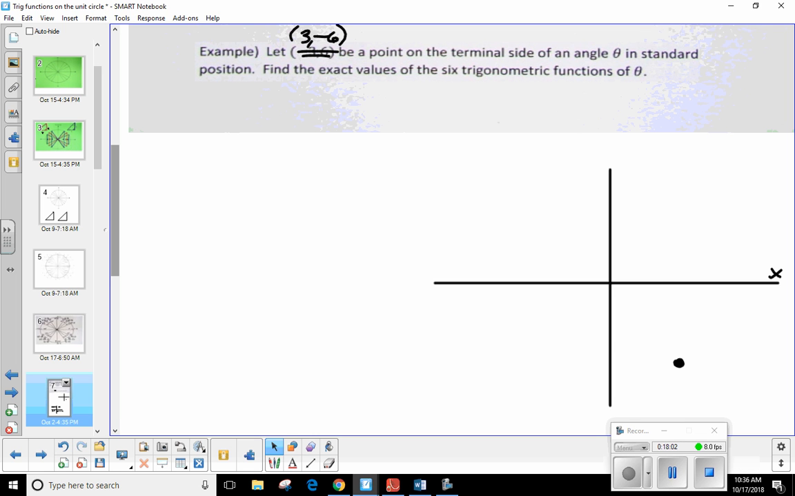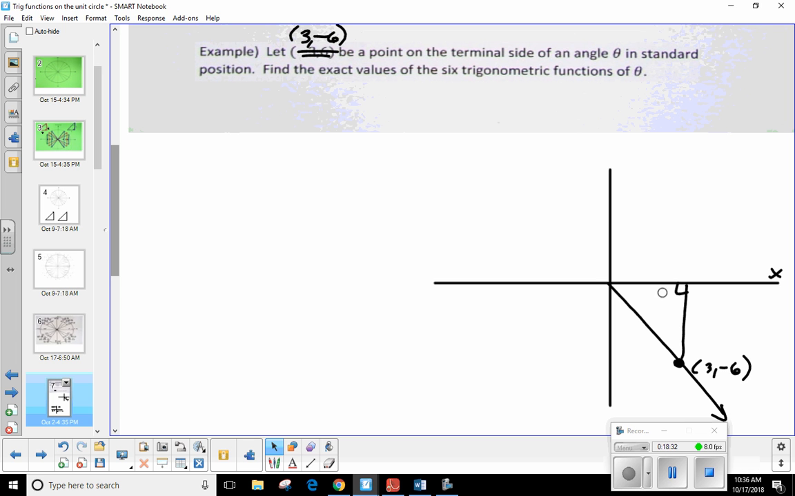Okay. So what this means is I'm going to start in standard position. I'm going to rotate all the way around. So when you stop, that terminal side will have the point on it. Now, just like before, from that point, I'm going to use the terminal side and the x-axis to create a right triangle. Now, this point is 3, -6.